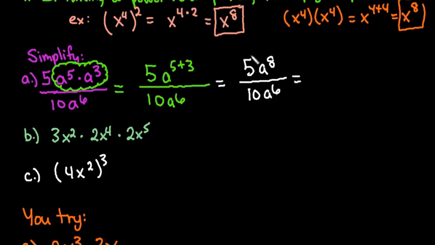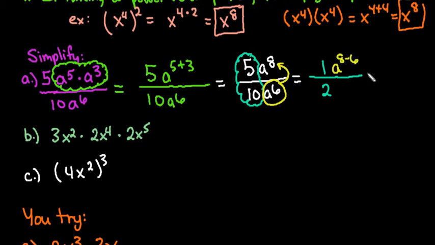Okay, so now what I'm going to do is look at these coefficients here. I'm going to look at the 5 and the 10, and pretend the a's aren't there. If I have 5 over 10, this reduces to 1/2. Then I'm going to look at my exponents and decide which one is smaller. Since a to the 6th is smaller, I'm going to move it to the top by doing a to the 8 minus 6. So my final answer would be a squared over 2.